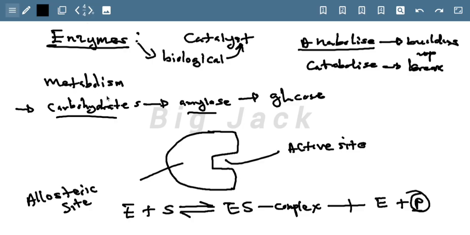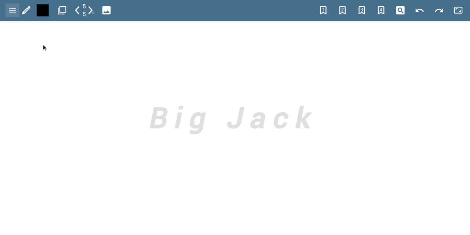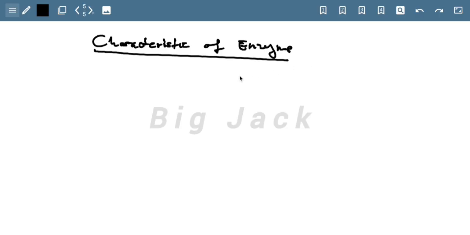Apart from that, the definition of metabolism, you need to know it as the sum total of chemical reactions that occur in living organisms, and also the effect of enzymes in metabolism, that is speeding up of a chemical reaction through anabolism and catabolism. Apart from that, you need to know the characteristics of enzymes. What should you know about the characteristics of enzymes? Number one, they are affected by temperature and pH. Those things you need to know.